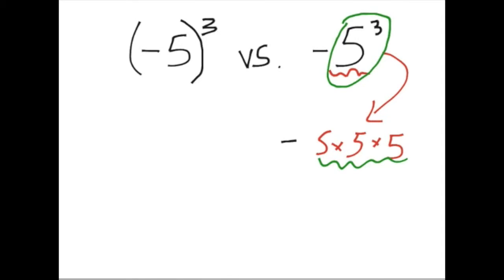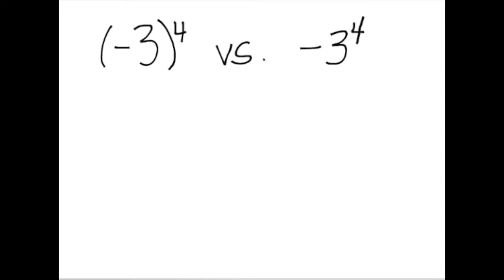Working this one through, again, BEDMAS, we multiply first before we subtract or apply the negative. 5 times 5 times 5 is 125, with the negative tacked on at the end. So we got the same answer in that case. Let's look at example 2 though. It might be a little bit different.